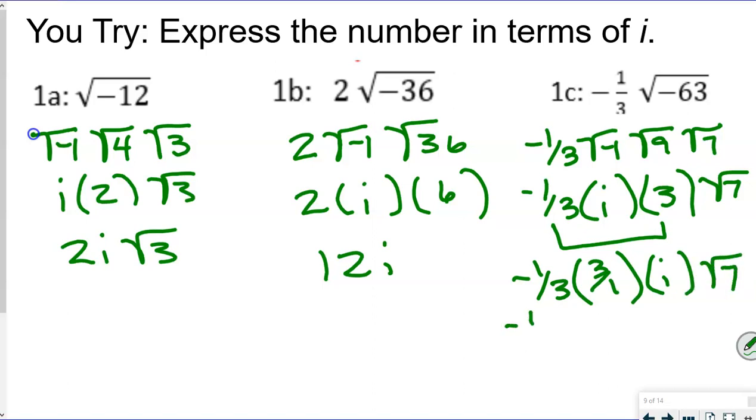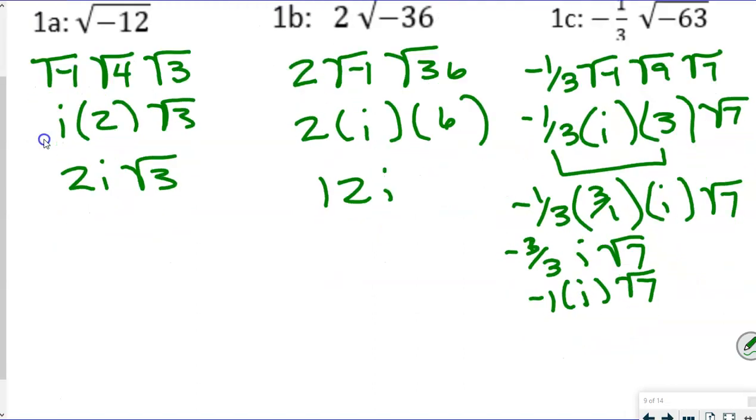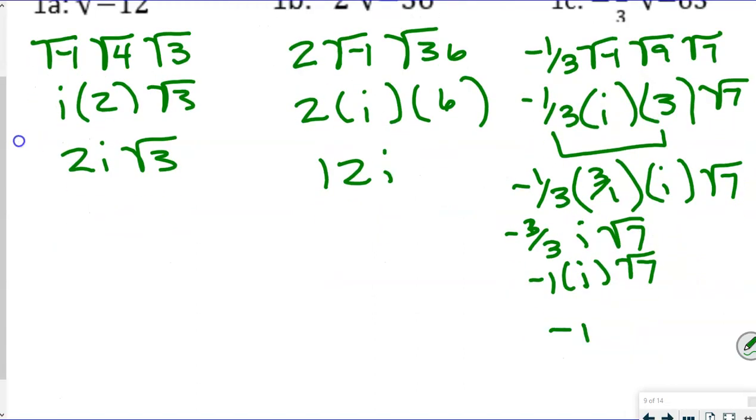So this is -1. Actually, it's going to be -3 over 3, right, y'all? Because remember, you multiply across the top and across the bottom. i square root of 7. So isn't that just going to be -1 times i square root of 7? So that means this answer, y'all, is just -i square root of 7. That's it.